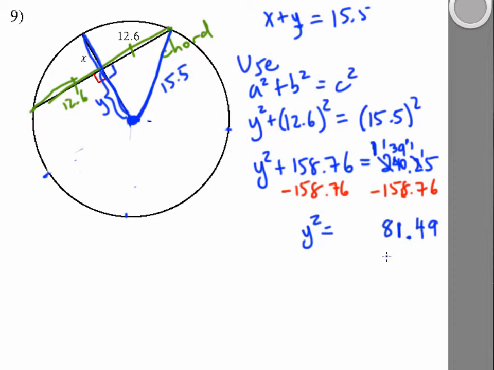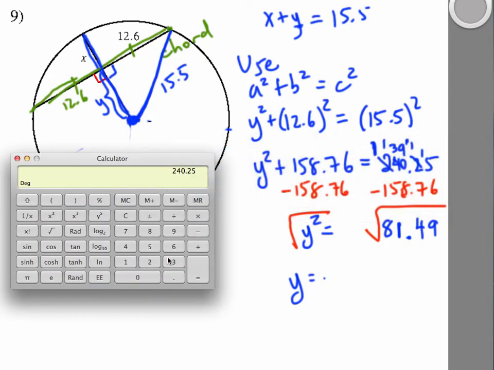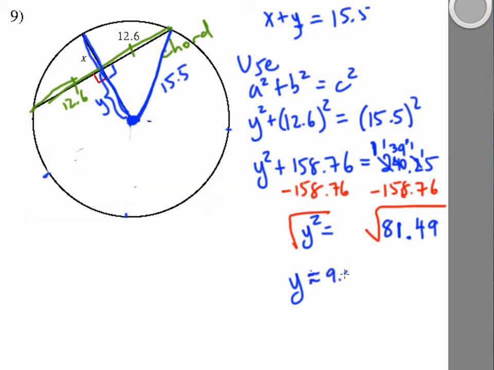81.49. And from there, all we've got to do is take our square root. Let me go ahead and do that in red. Square root of 81.49, so y equals, you can write it as the square root of 81.49, or let's see if we can get an approximation here. Alright, so why don't we go ahead and put it as an approximation? Approximately 9.027.